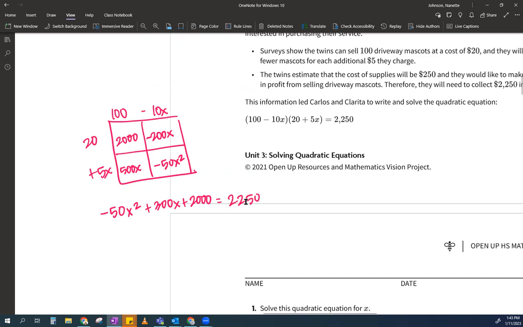Okay, so I told you I want this guy to be 0. He's not a 0, so I'm going to make him be a 0. The next thing I'm going to do is subtract off 2,250. So my answer is negative 50x squared plus 300x. And then what is that? Negative 250. You guys checking my math, right?